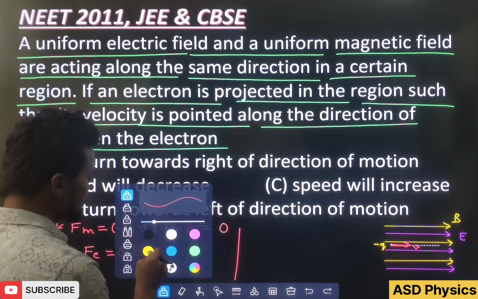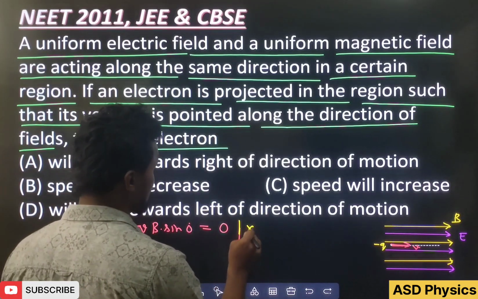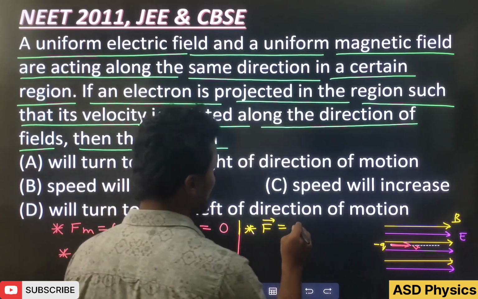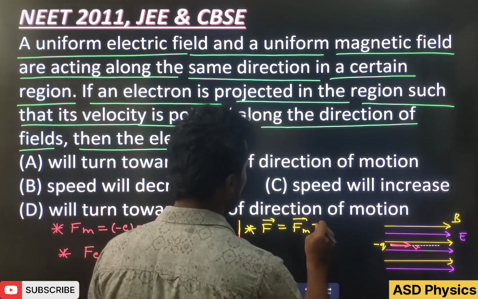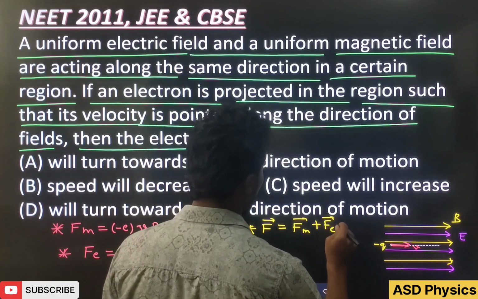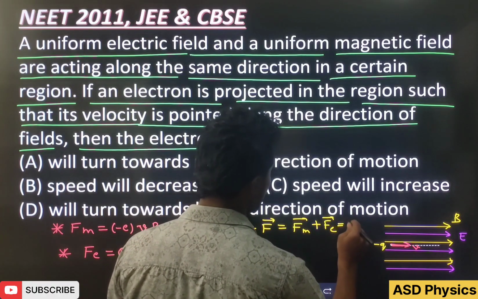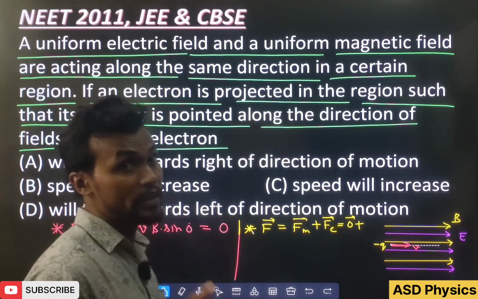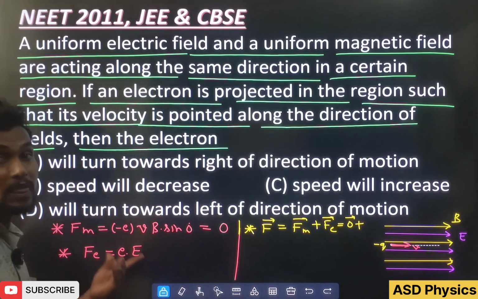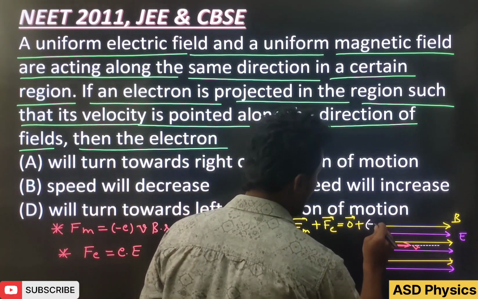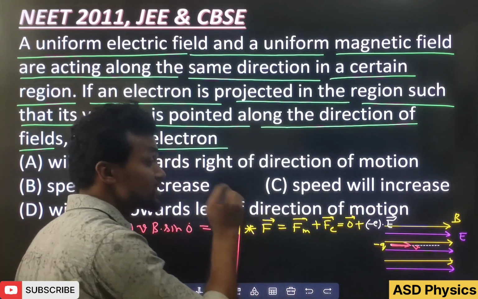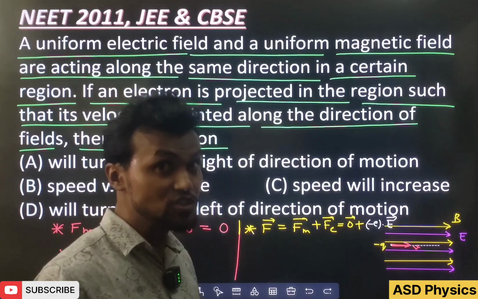Now, students, if I talk about the resultant force in vector form, what is this? Magnetic force plus electrostatic force. Magnetic force, how much is it here, students? 0, plus electrostatic force. Whenever we write the direction, since the electron has negative charge, it is minus eE. This is the resultant force, the Lorentz force here.